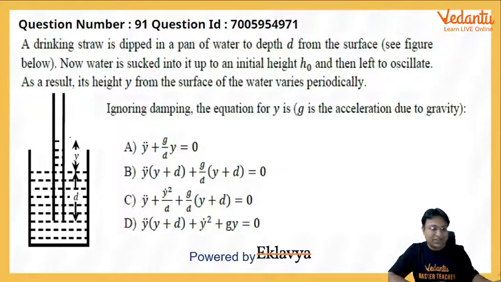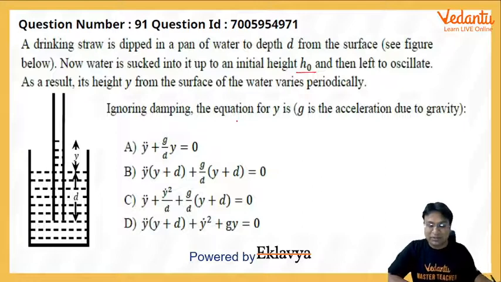So this question says that a drinking straw is dipped in a pan of water to a depth d from the surface, as we can see here. Now water is sucked into it up to an initial height of h naught and then left to oscillate. As a result, its height y from the surface of the water varies periodically. Ignoring damping, the equation for y is.